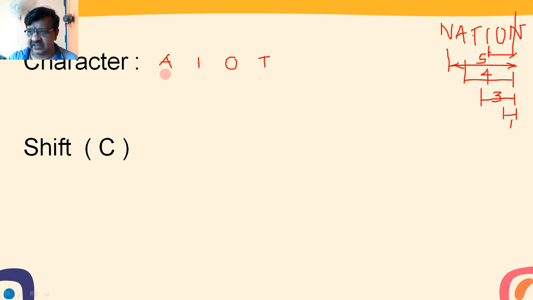As far as A is concerned, it is 4. As far as I is concerned, it is 2. As far as O is concerned, it is 1. As far as T is concerned, it is 3. It is something like this. So we will have this table.